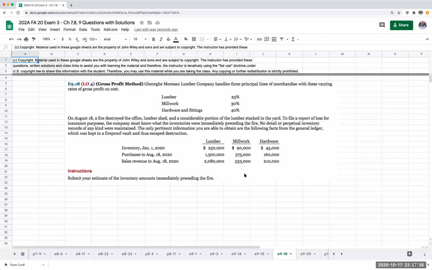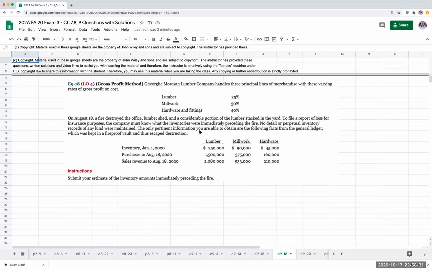Okay, so we have here exercise 19. George A. Marjan Lumber Company handles 3 principal lines of merchandise with these various rates of gross profit on cost. On August 18th, a fire destroyed the office, lumber shed, and a considerable portion of lumber stacked in the yard. To file a report for insurance purposes, the company must know what inventories were immediately preceding the fire. No detail or perpetual inventory records of any kind were maintained.